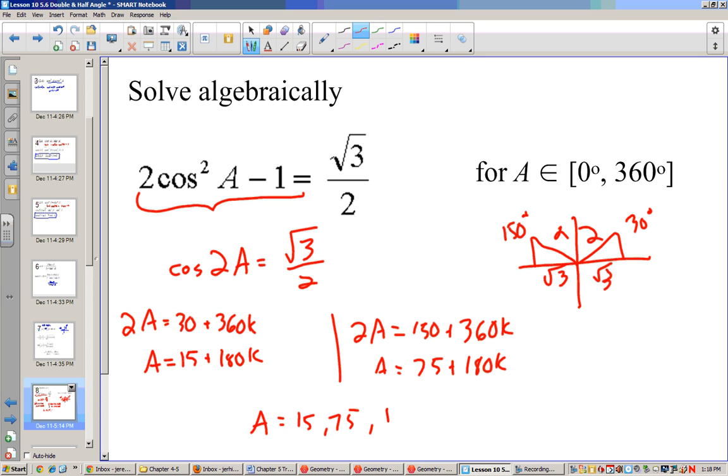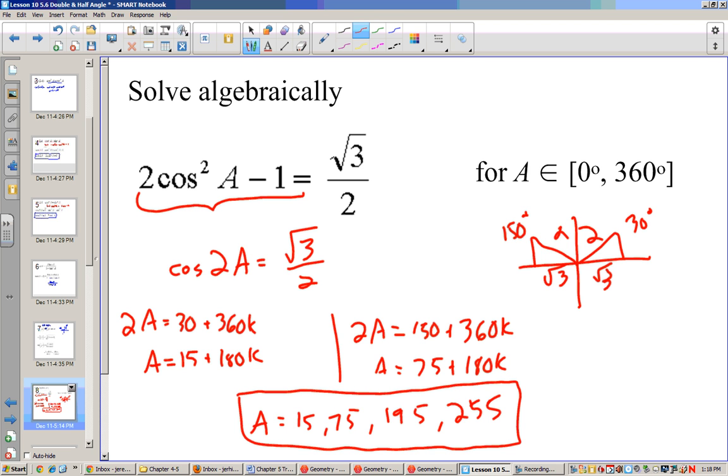If I add 180, that would be 195. Add 75 to 180, that's going to be 255. And if I keep going, it would be out of our range. So that looks good.